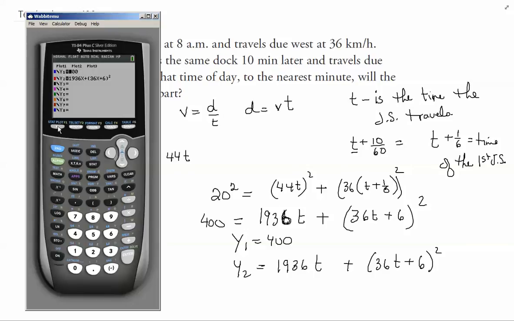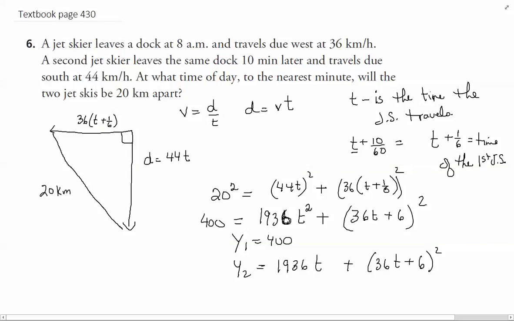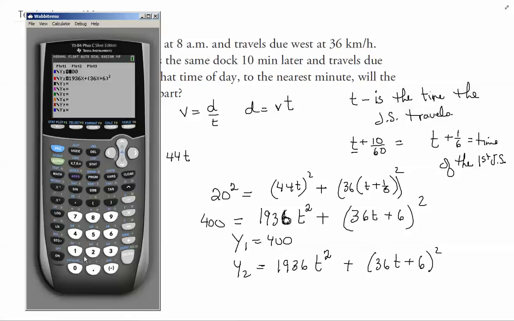The other error I made, and I did it twice, I squared 44t, but when I wrote it down, I squared the numerical value, but I did not square here. So that should be t squared. This should be t squared. So when I put it onto my calculator, I need to have a square in here. So right there, I go second and delete, which gives me the opportunity to insert, and I'm going to insert my square.